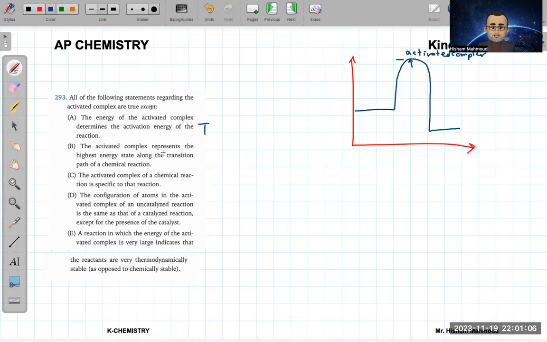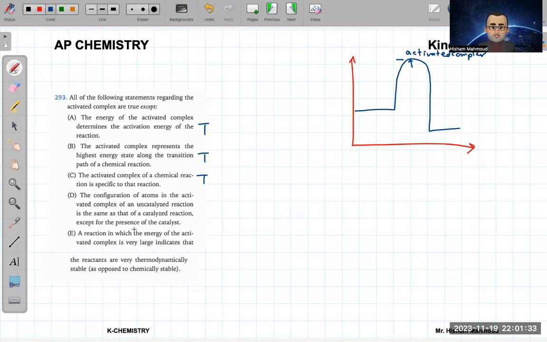You have to reach this point at least to make the reaction. The activated complex represents the highest energy state along the transition path of a chemical reaction. Yes, this is the highest point. You cannot be anything higher than that. The activated complex of a chemical reaction is specific to this reaction, yes. The configuration of atoms in the activated complex of an uncatalyzed reaction is the same as that of a catalyzed reaction, except for the presence of a catalyst.